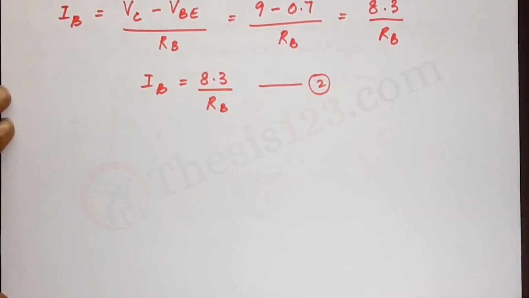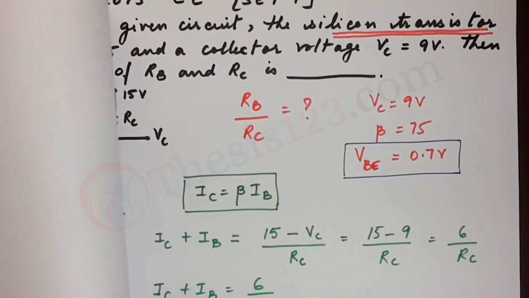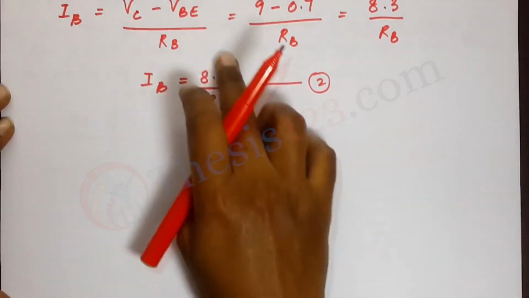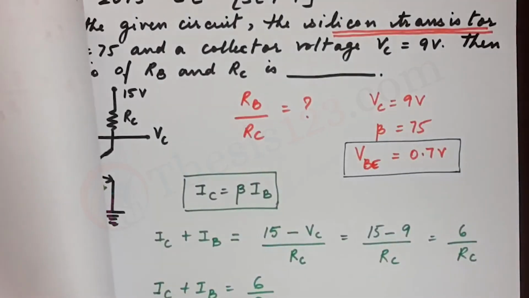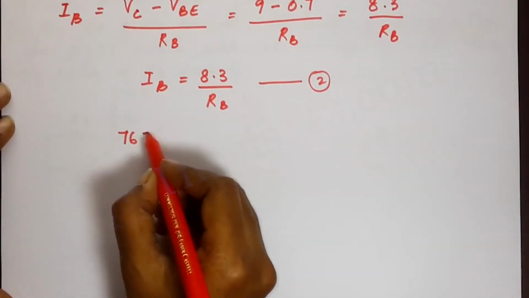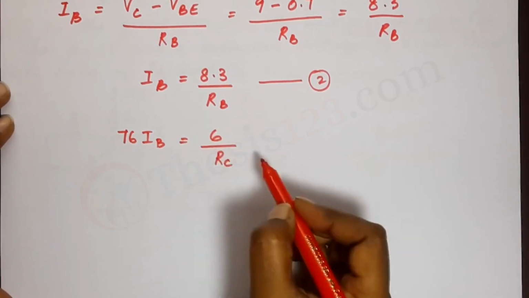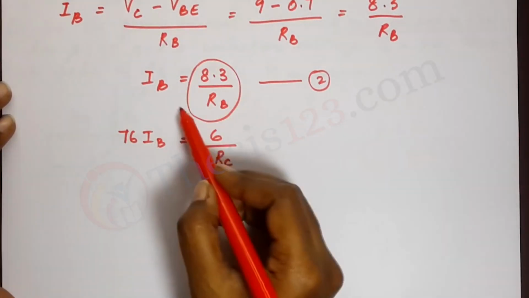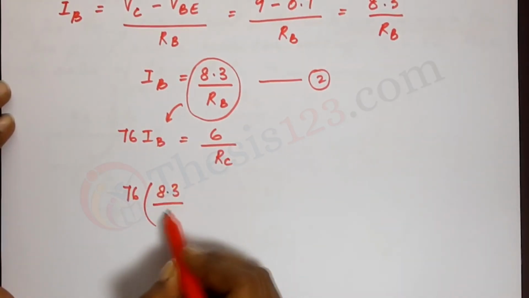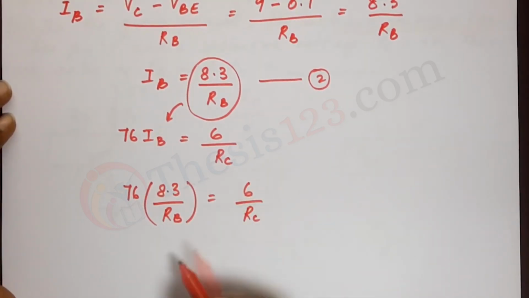Let's substitute this expression into expression 1. We have IB in terms of RC, and we now have IB in terms of RB. So let's substitute this for IB over there. That's 76 IB is equal to 6 by RC. So plugging this in here, we get 76 times 8.3 divided by RB is equal to 6 by RC.